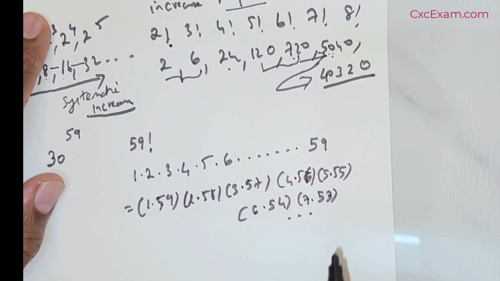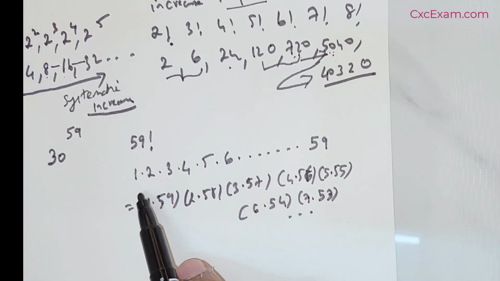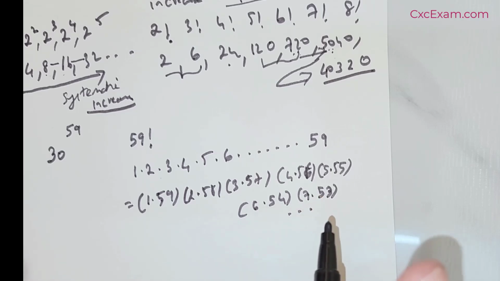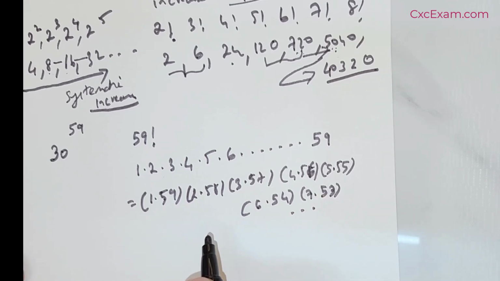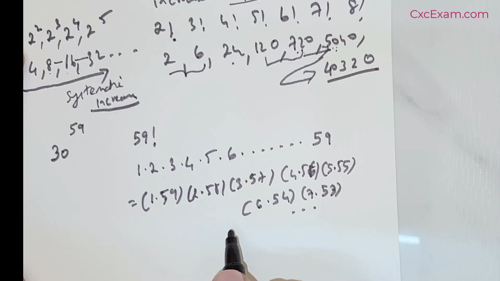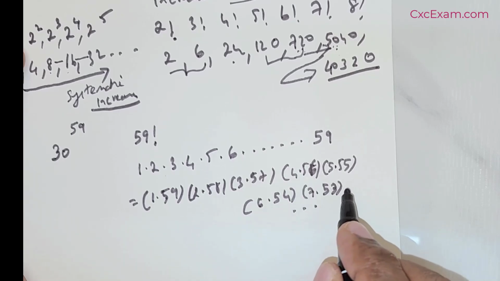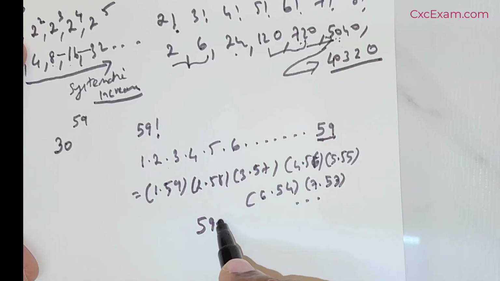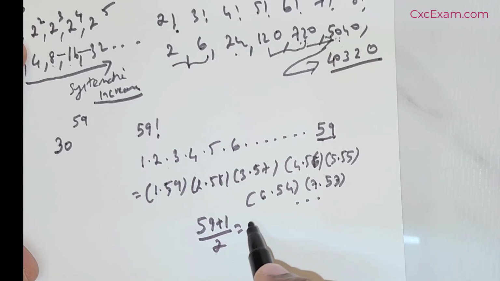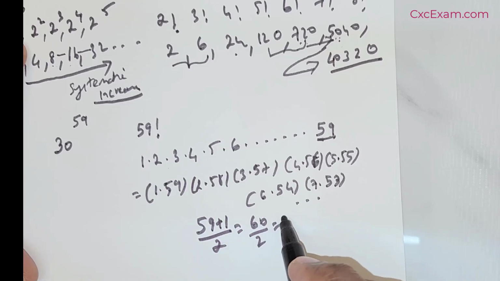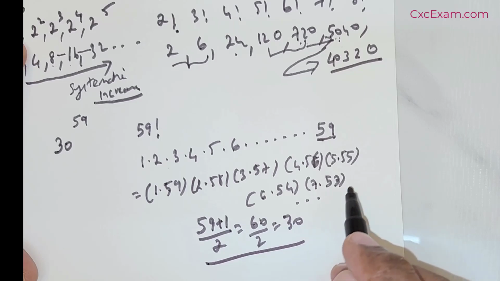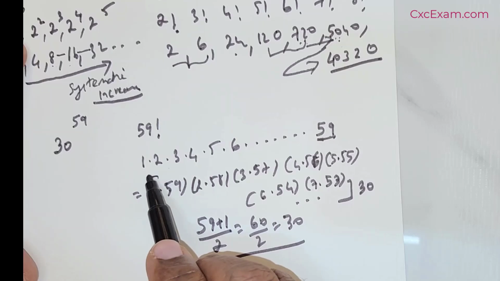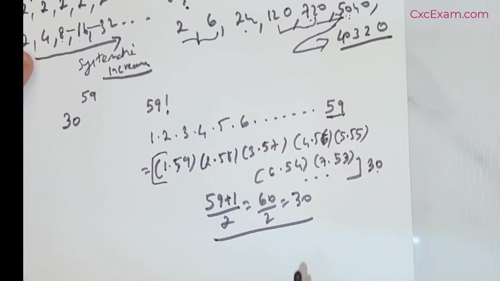Now you have paired the numbers from 1 to 59, but there will be one number which has no pair, which is single. You will have to spot that number out. How do you do that? You take 59, add 1 and divide by 2. What do you get? 60 divided by 2. That's going to be 30. So 30 will be the number which stands alone. So that is the first thing you need to do.